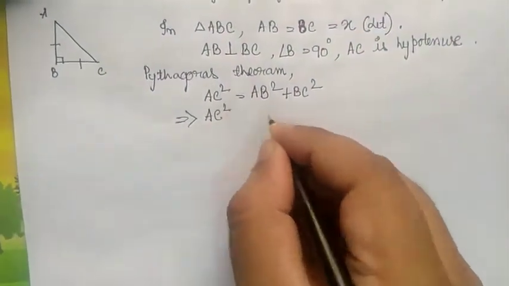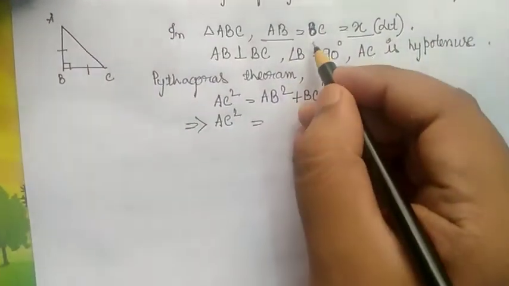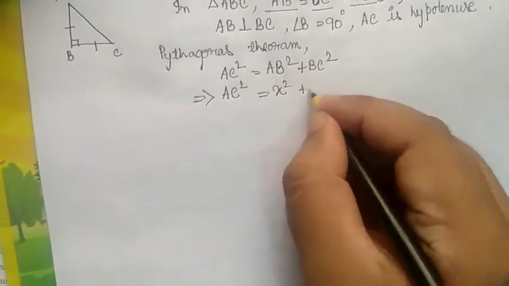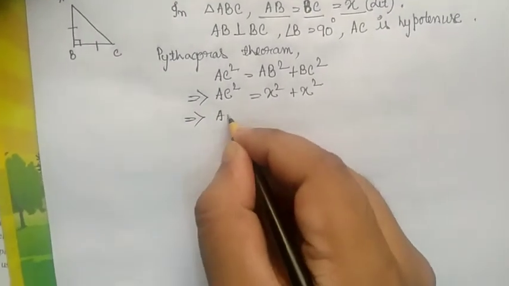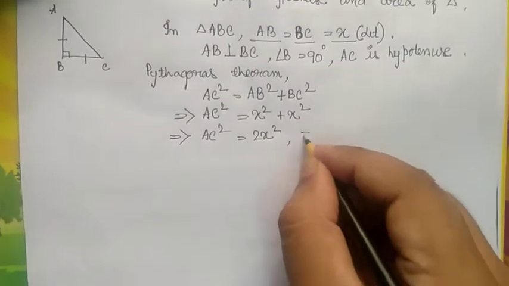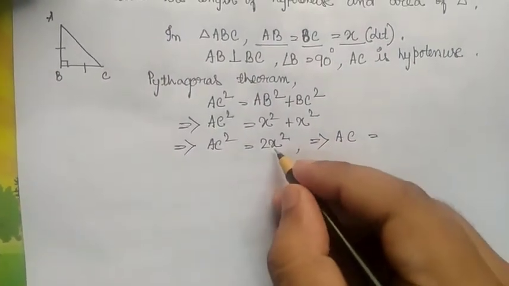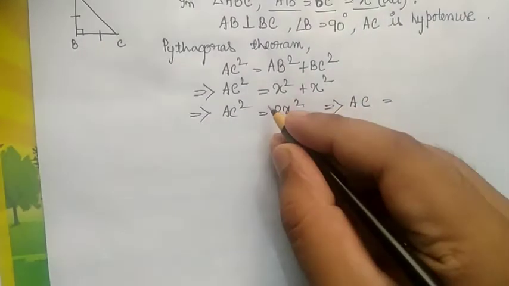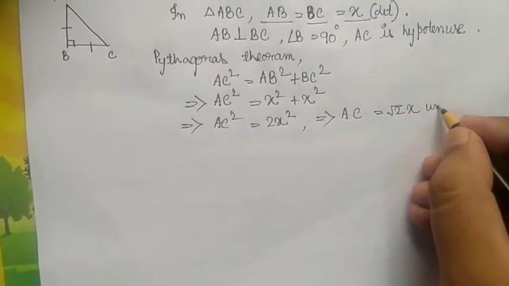So AC square equal to AB is X and BC is also X. So therefore X square plus X square. So AC square equal to 2X square and AC equal to root over 2X square, therefore we're going to find root 2X unit.